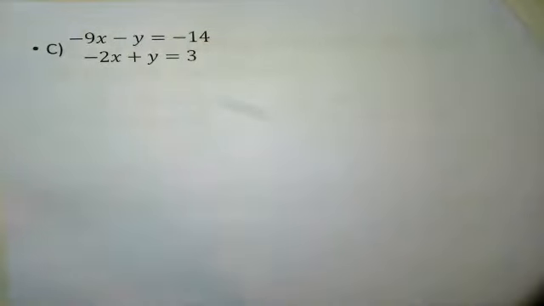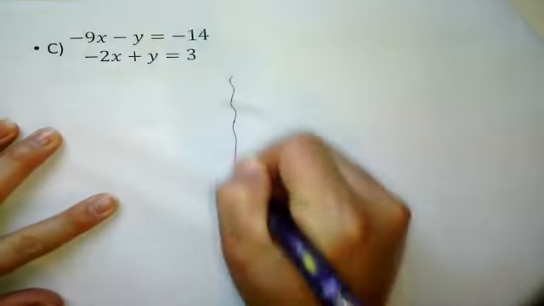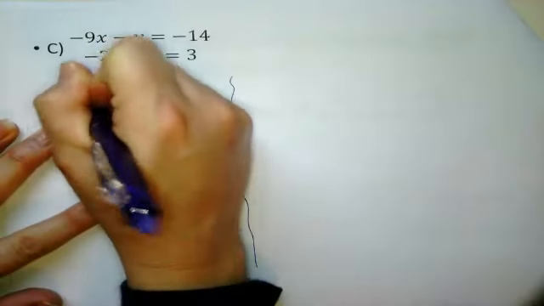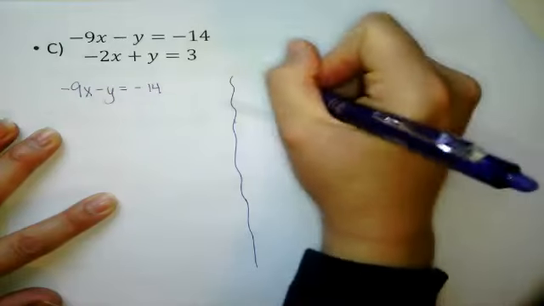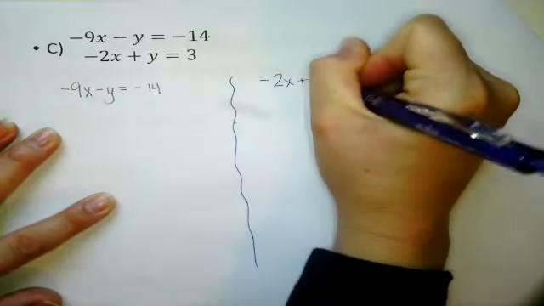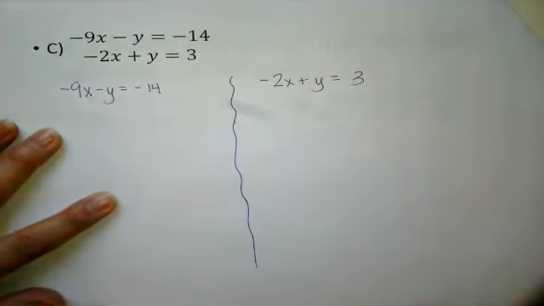All right, we have one more substitution. This is more complicated. All right, so once again, I have 2 equations. -9x minus y equals -14 in the first column. -2x plus y equals 3 in the second column.